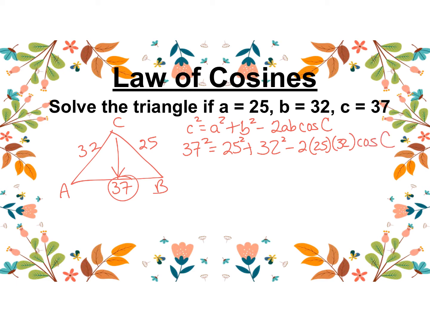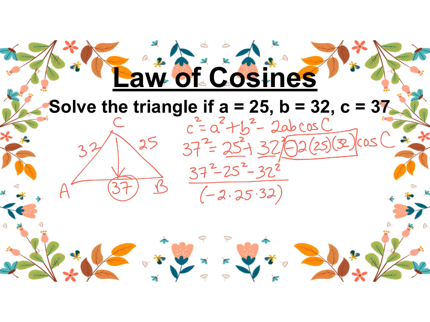This is where I want you to undo the algebra first. Notice these are both being added, so I'm going to subtract them. 37 squared minus 25 squared minus 32 squared. Don't lose this negative. This whole thing is getting multiplied by the cosine of C, so I'm going to divide by that, including my negative sign. Parentheses negative 2 times 25 times 32. I'm going to put my numerator in parentheses too, so that all stays up there. And that's going to equal the cosine of C.